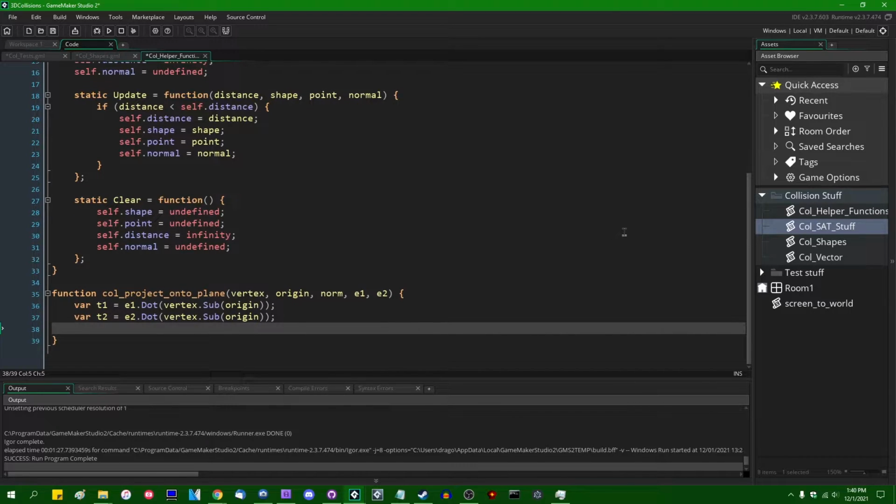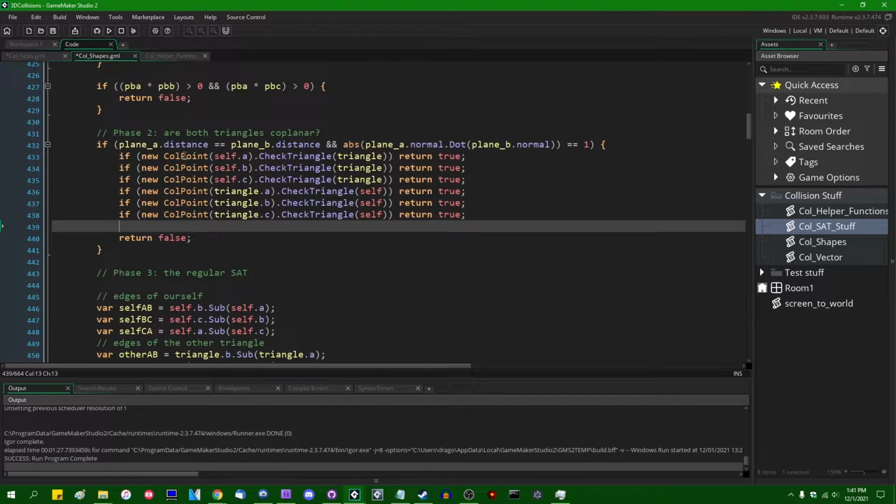And then finally, return new vector 3 composed of t1, t2, and 0. This could be a vector 2, but I do not have a class for a two-dimensional vector anywhere in this project, so I'm just going to be going with a vector 3 with a z-coordinate of 0, because we are going to be, by and large, disregarding that. Okay, so we're going to come back to that.